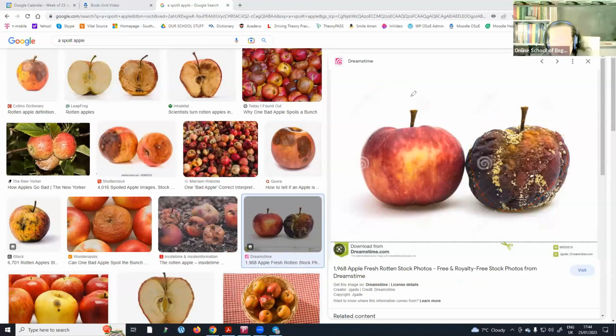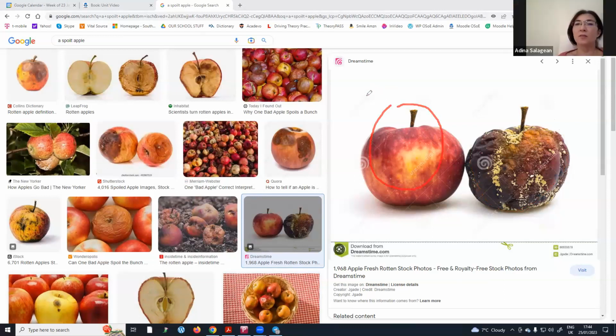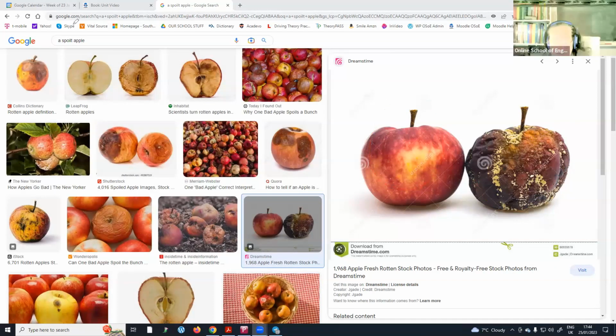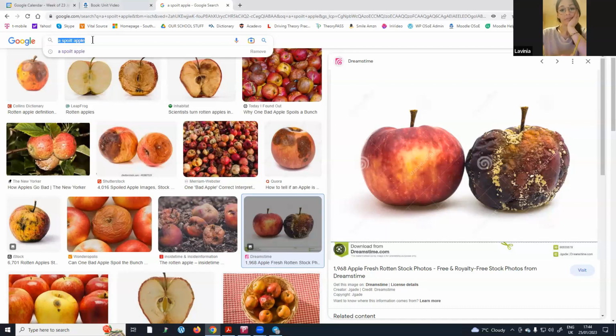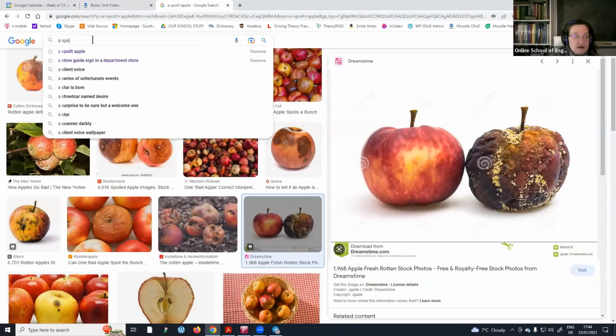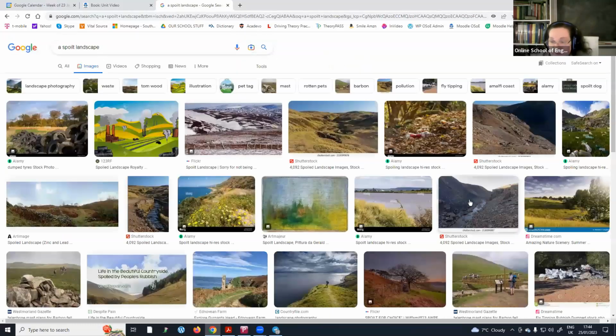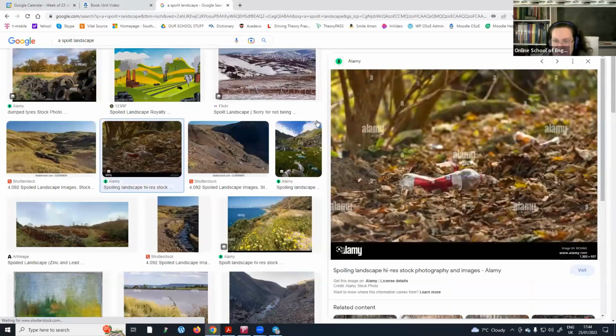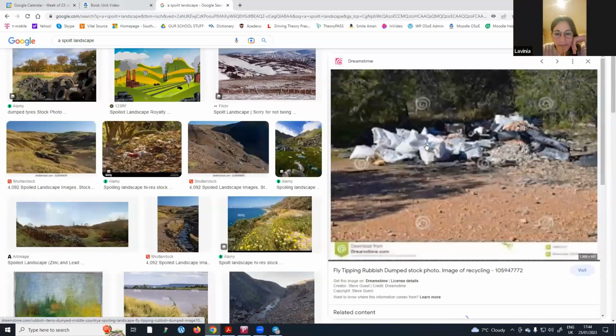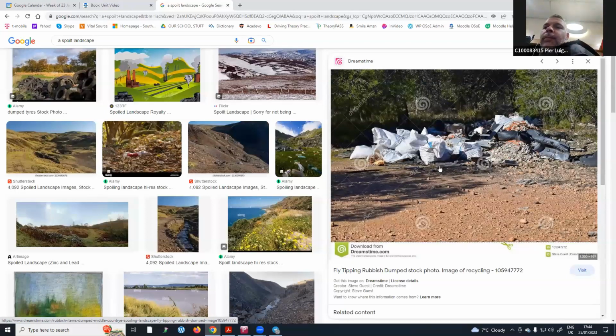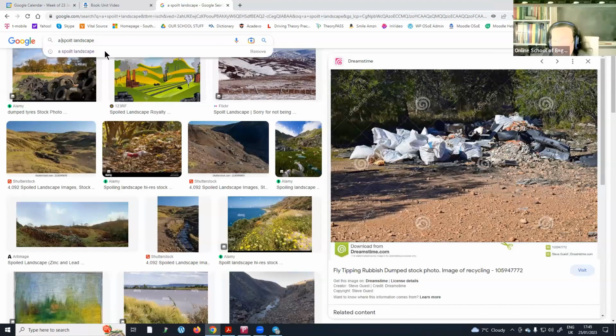So if this apple is spoiled, what about this apple? Unspoiled, which means it is not damaged. Now I am going to show you a spoiled landscape. Okay, so what do you see here? A plastic bottle. Rubbish. Yeah, you see rubbish. So this is a spoiled landscape. It's got rubbish.